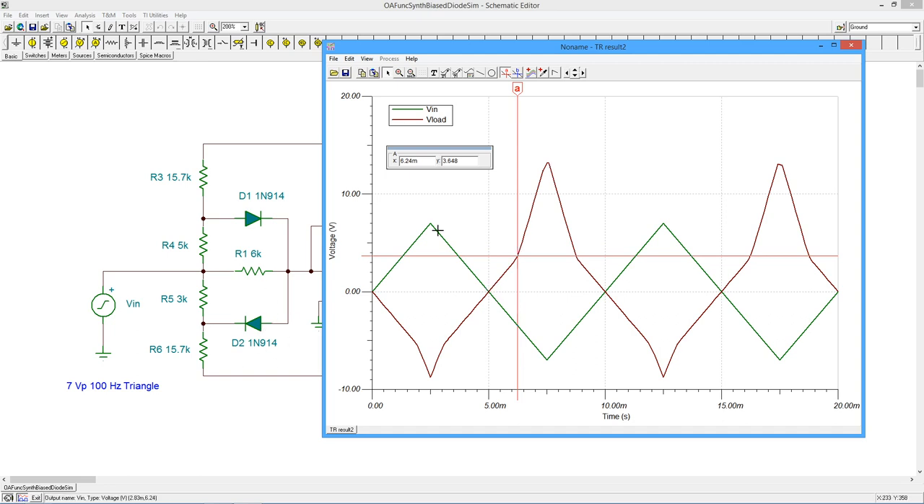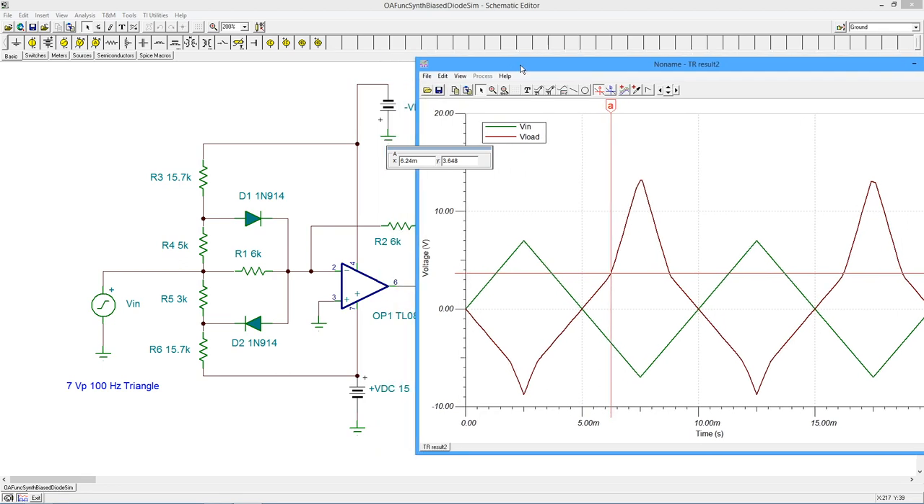So above this, we're going to get this gain of 3, 6K in parallel with 3K is 2K, and then we had a 6K for the RF value, so there's our gain of 3, right? So that's what this is.